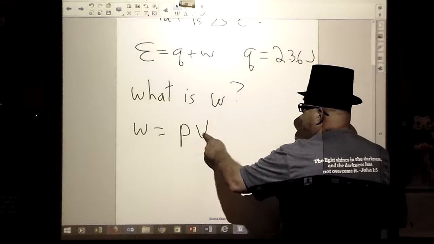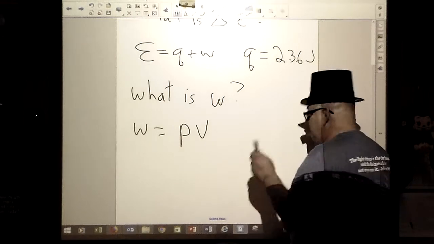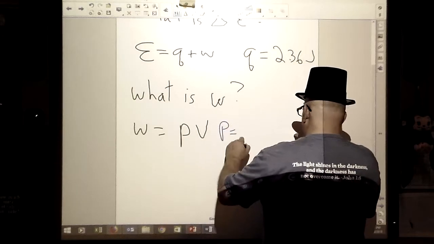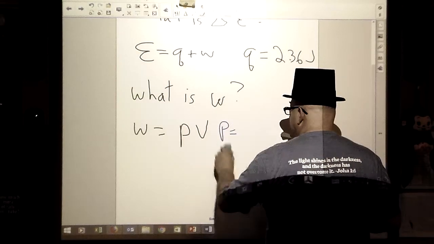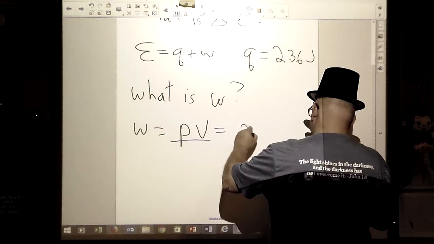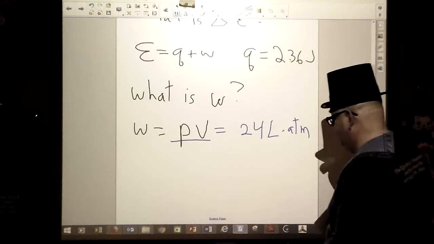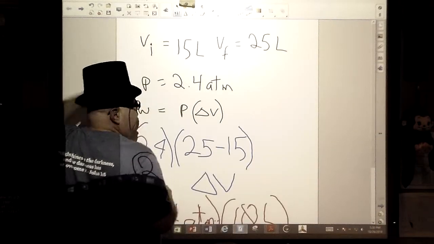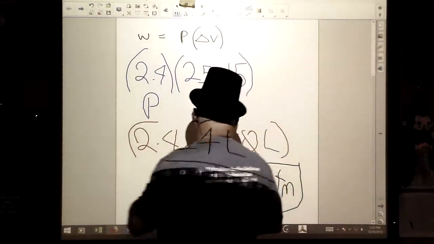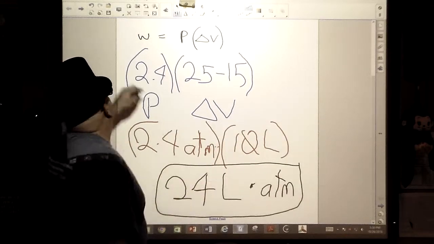So we said that work is equal to pressure times volume. And how do we figure that? Well, from problem number 1, the whole thing here is equal to 24 liter times atmosphere. I believe that came from our previous problem. Yeah, see, that came from our previous problem. I wanted to make sure that I was on the correct path, and that you are also on the correct path.